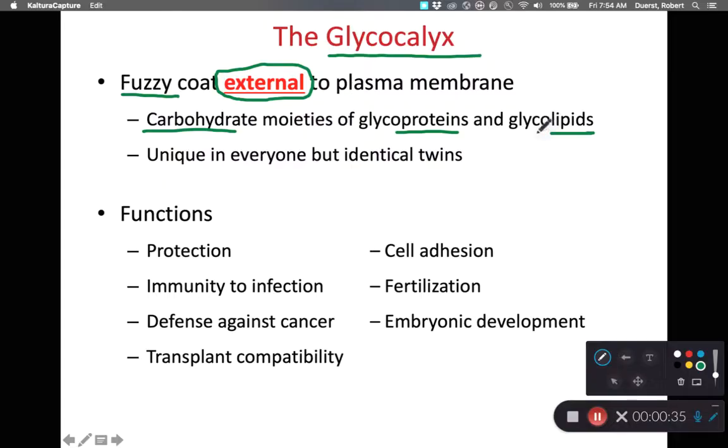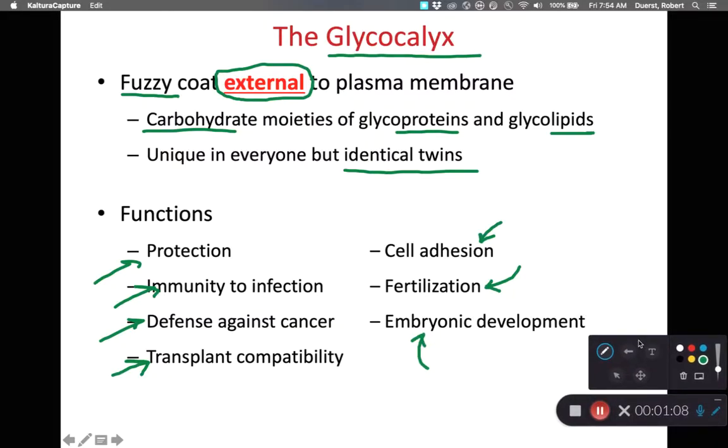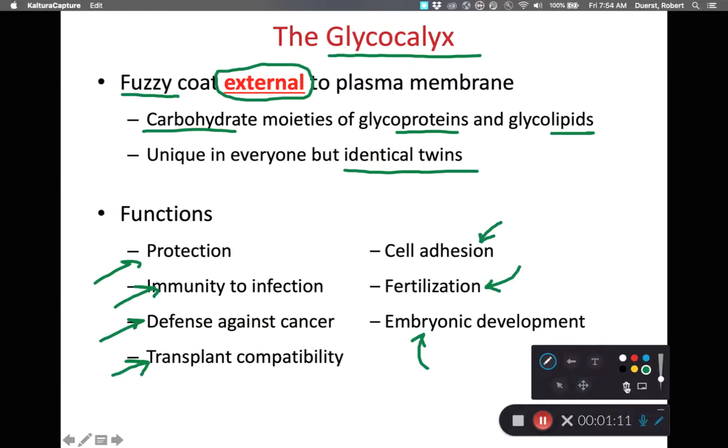Every human being is going to have a unique glycocalyx except for genetically identical twins. As we look at these glycocalyx, it helps to protect our bodies, it helps give us immunity to infection, defend us against cancer, determines whether or not we can receive a tissue transplant or an organ transplant. It helps our cells to stay connected within the tissues. They aid in fertilization, whether a sperm joins an egg or a secondary oocyte, and they help to aid in embryonic development and guiding the direction and formation of the tissues of a growing fetus.